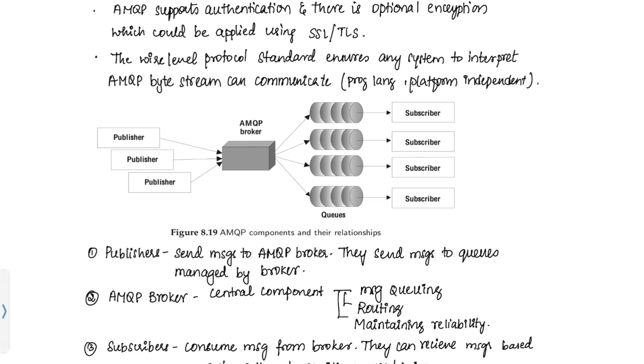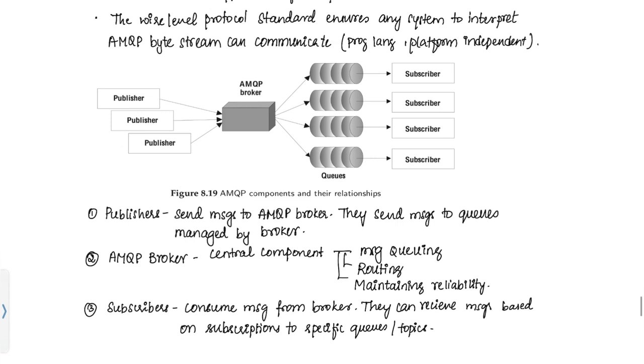If they are subscribed to that particular topic, they'll get the message. Then we have maintaining the reliability. The broker has to ensure that guaranteed message delivery happens depending upon the configured delivery mode, that is at most once, at least once, or exactly once.